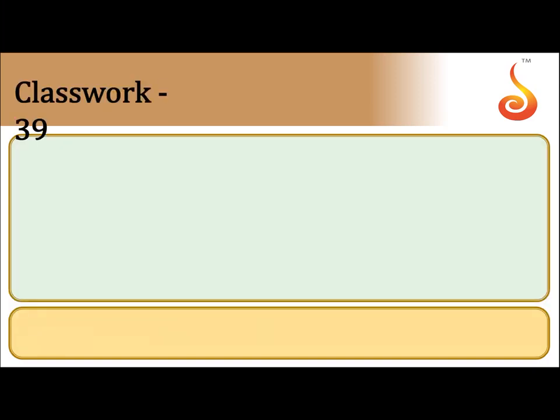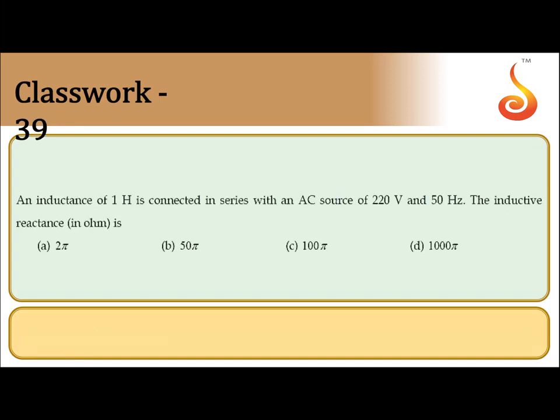Yes, shall move on to next one. An inductance of 1 Henry is connected in series with an AC source of 220 volt and 50 hertz. The inductive reactance is, so inductive reactance is XL, that is equal to 2 pi f L. See, in the options pi is kept as it is, so keep pi as it is. So just substitute and simplify. 2 into pi into 50 into L is 1 Henry. So it will become 100 pi ohm. That is option C.